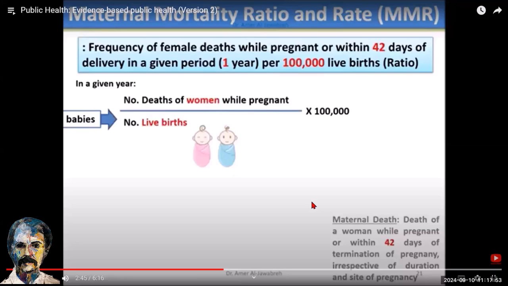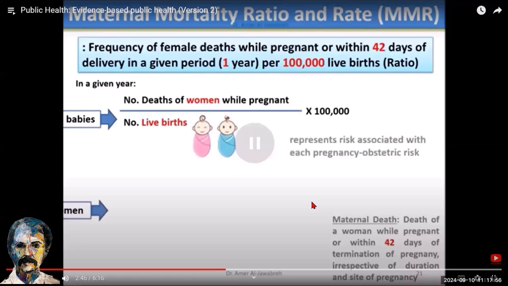Okay? Times 100,000. This represents MMR. When you use babies, it represents risk of pregnancy, how risky the pregnancies in that country are. Okay? Obstetric risk, we call it.